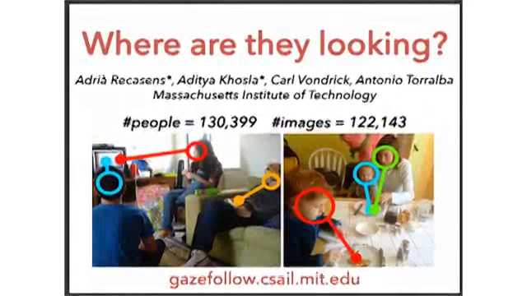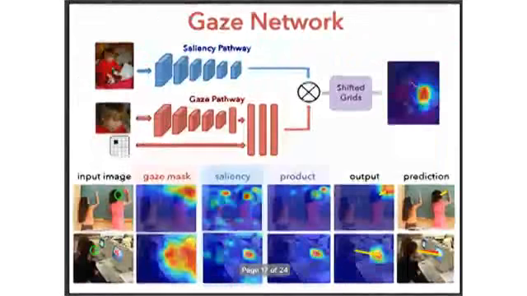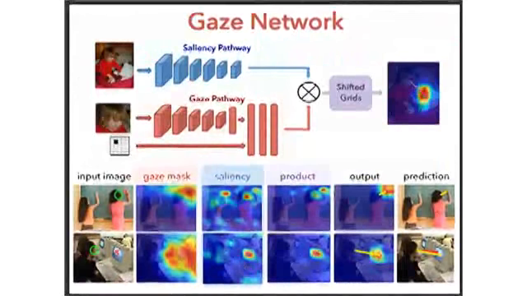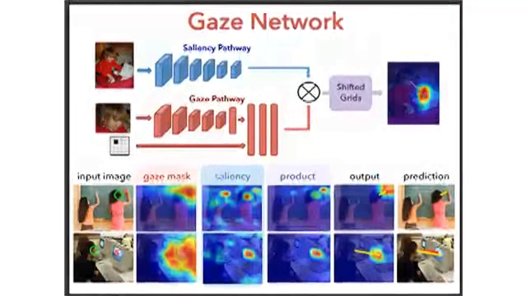To tackle this problem, we first decided to build a large-scale dataset called the GazeFollow dataset with 130,000 people in 122,000 images. The dataset is available for download on our website. Unlike everyone else in the room, we decided to use deep learning to solve this problem. We got inspired by how humans might perform this task to build our architecture.